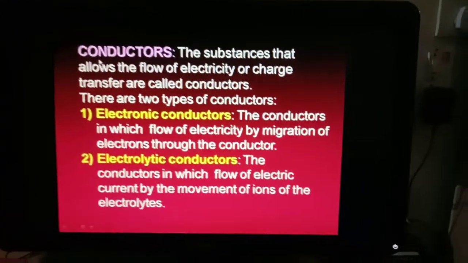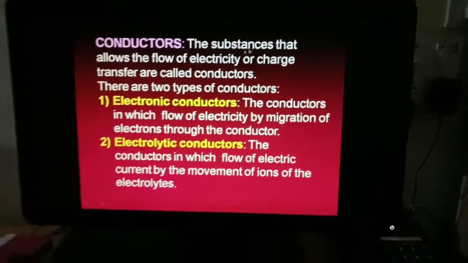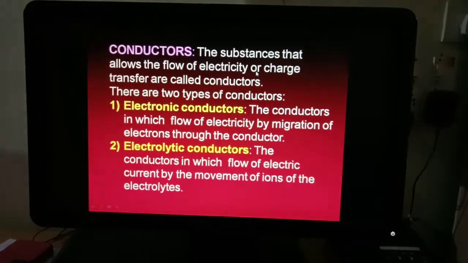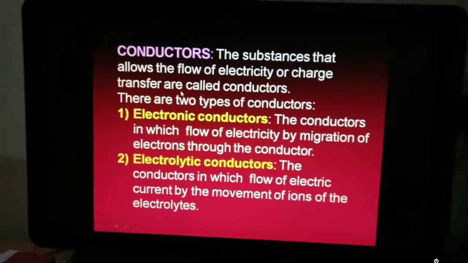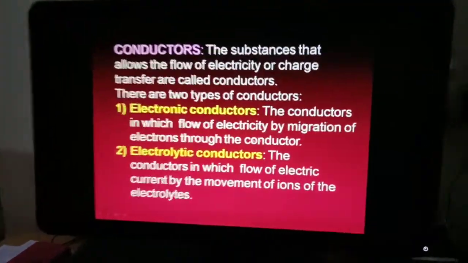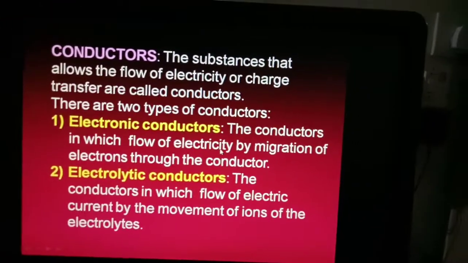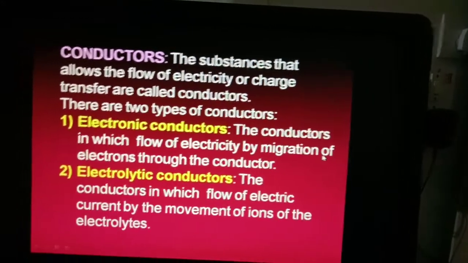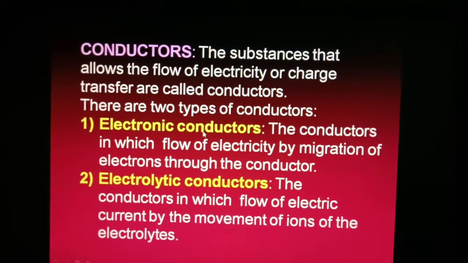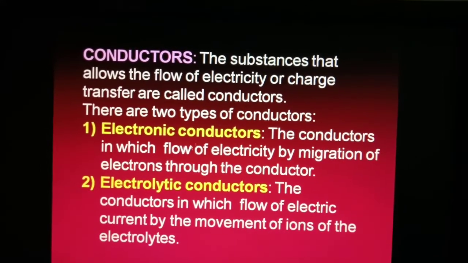Now let us study about conductors. The substances that allow the flow of electricity or charge transfer are called conductors. There are two types of conductors. First one is electronic conductors. The conductors in which flow of electricity is by migration of electrons through the conductor are called electronic conductors.